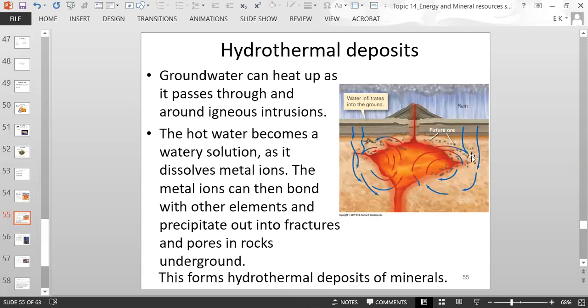Okay, so here's a representation of the groundwater that is hot because it's near the magma. It collects dissolved metal ions from rocks and the magma, and then those could precipitate out into fractures in the rock.